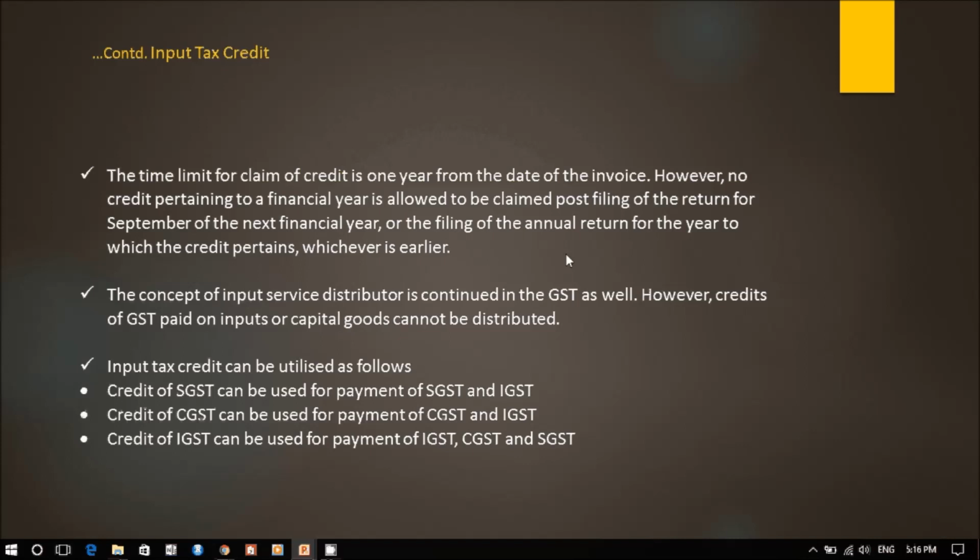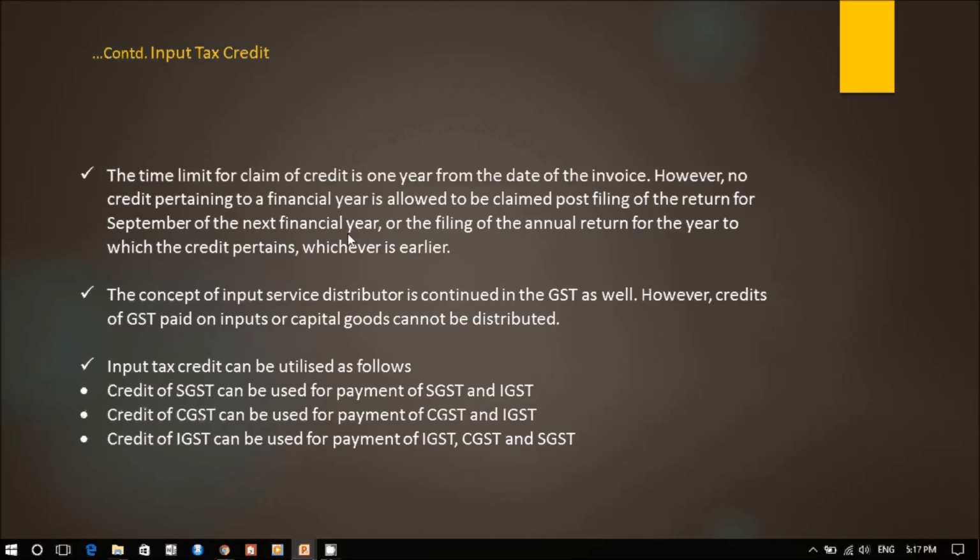If we consider the earlier service tax, there was only one condition, that we can claim the credit within 1 year from the date of the invoice, but there are two more conditions. Let's see. No credit pertaining to a financial year is allowed to be claimed post filing of the return for September of the next financial year.